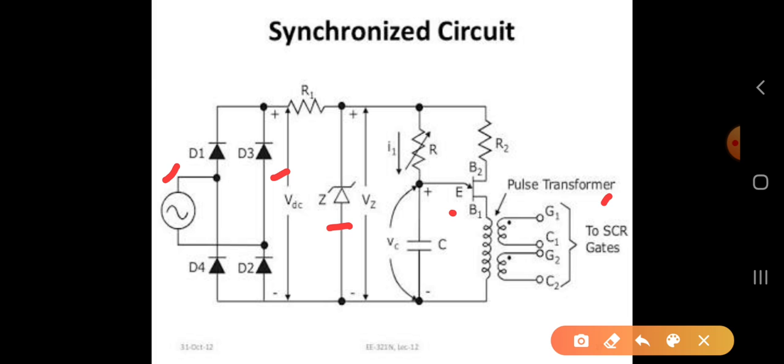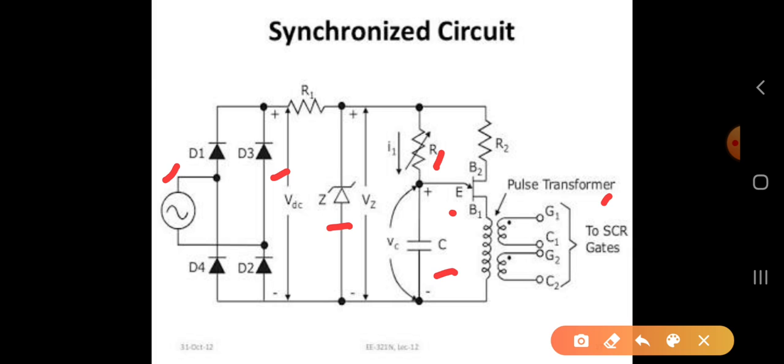Now this fixed voltage is also given to the capacitor I have used here, with voltage VC, and this capacitor is charged through the variable resistor. This variable resistor R is very important. By using this I control my firing angle.